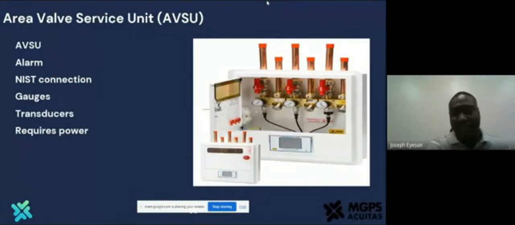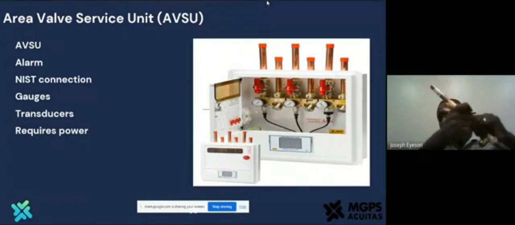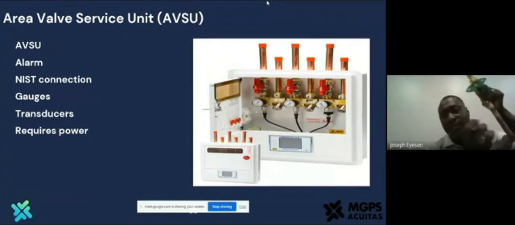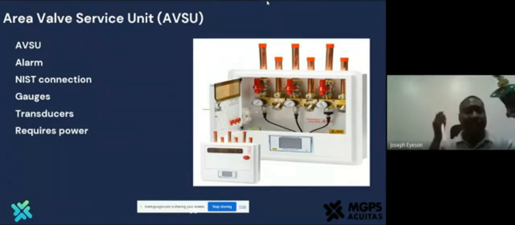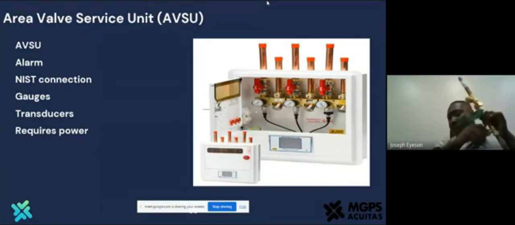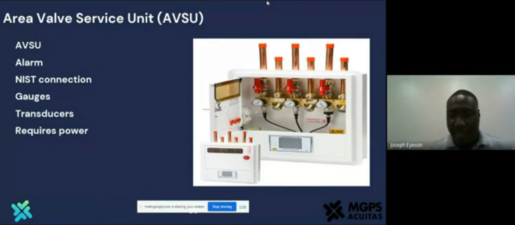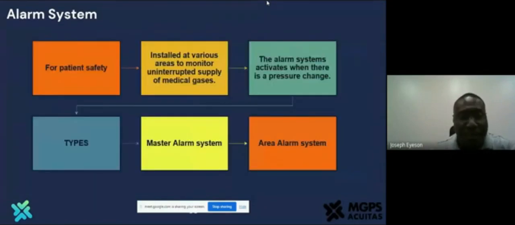In case of an emergency, if there's a problem in the entire pipeline, you can close the valve, and then connect to your NIST connection, which is something like this. Connect it, then connect the endpoint to a cylinder, and then supply the area that needs the supply of gas. Normally, most AVSUs require power for the alarm system.